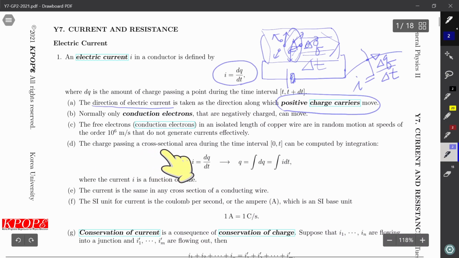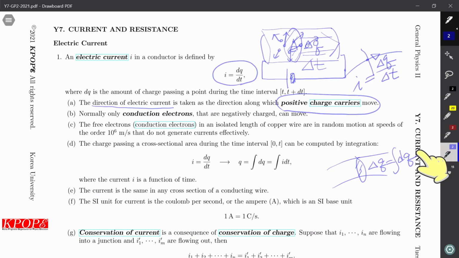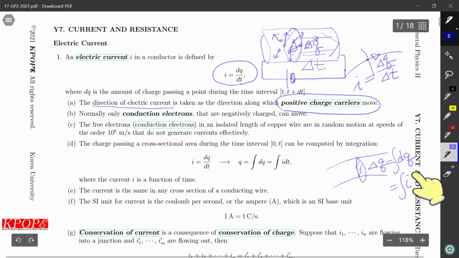The charge passing a cross-sectional area during the time interval 0 to t can be computed by integration. If the current varies depending on time, then the amount of charge delta q that passes the cross-sectional area can be evaluated by integrating the differential amount of electric charge, that is I dt. Because of this, dq equals I dt.